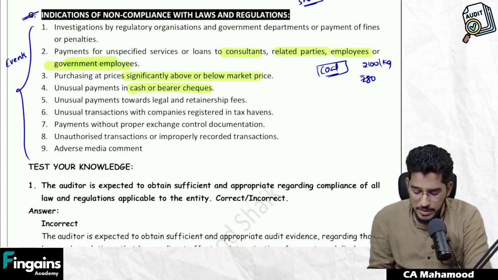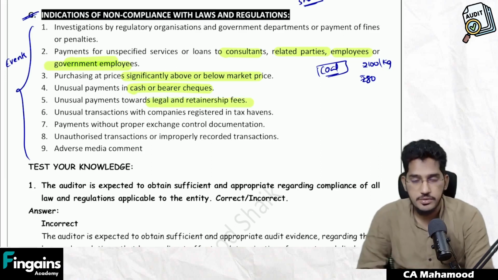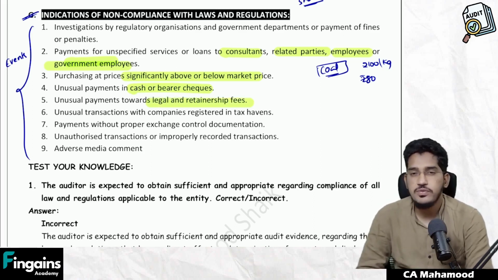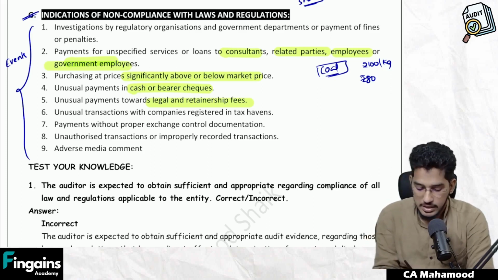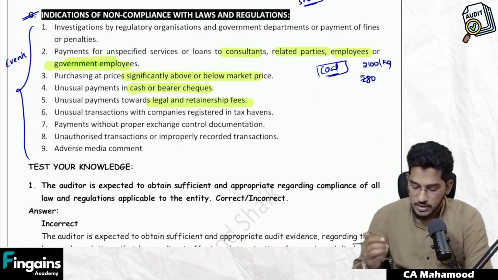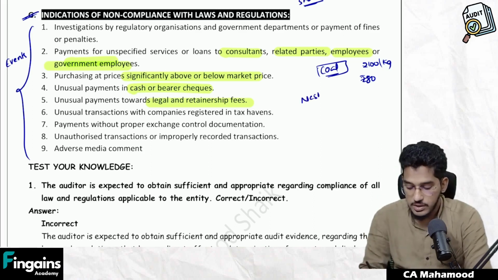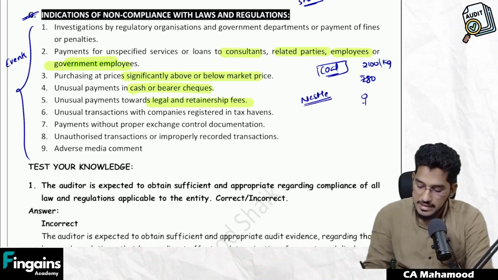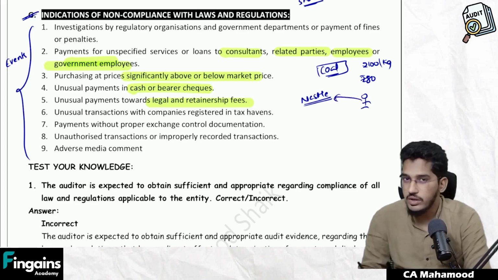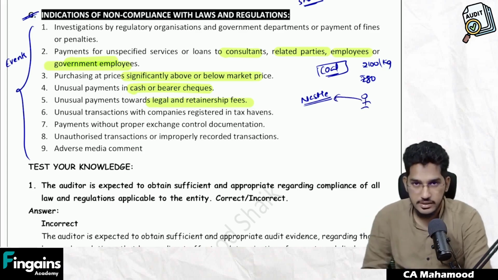Or unusual payment towards legal and retainership fees. Your client is making huge payment of fees for lawyers, or your client is paying huge payment of fees for retainership. Sir, what do you mean by retainership? See, retainership means some big companies. For example, there is one Nestle case. There was some case going on against Nestle regarding Maggie. Maggie contains some non-edible content. So when someone filed a case against a company that Maggie contains a non-edible content, it contains some lead content.